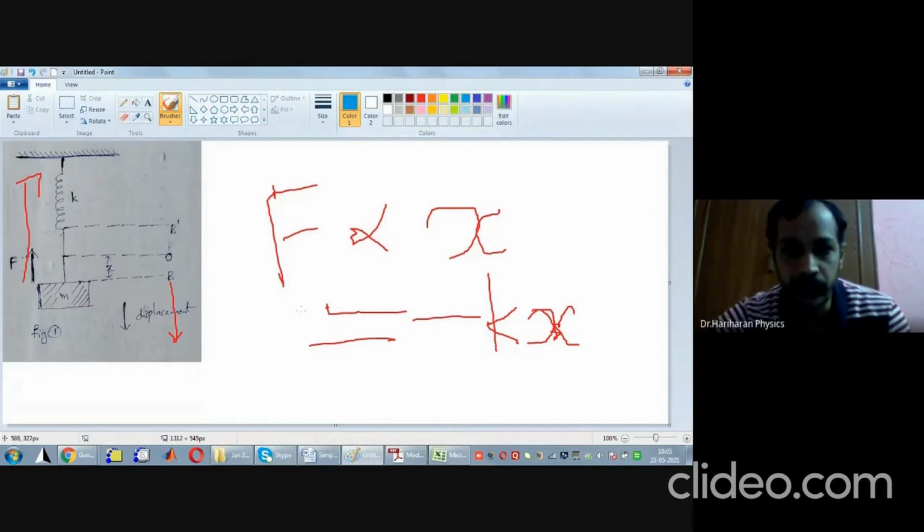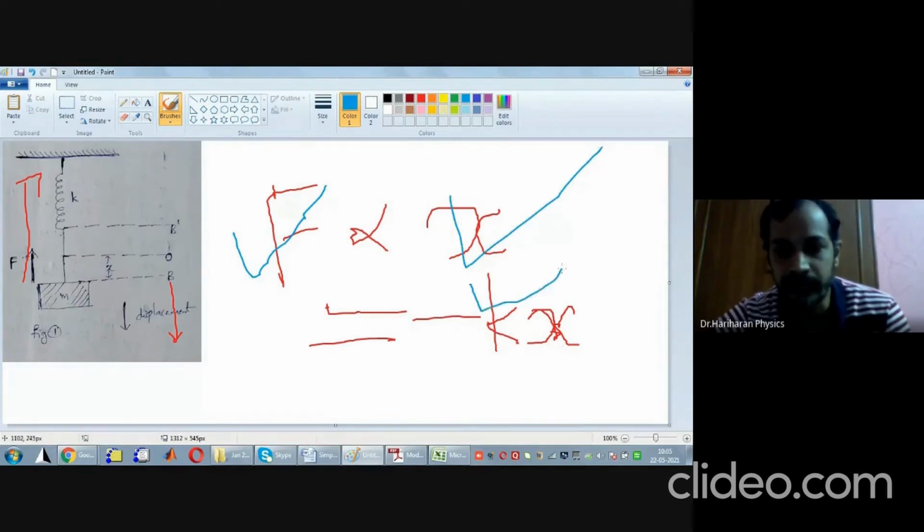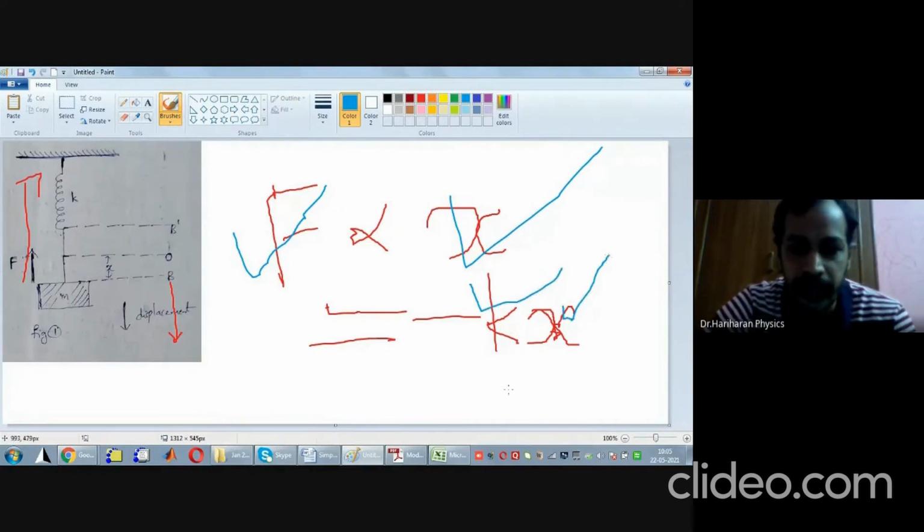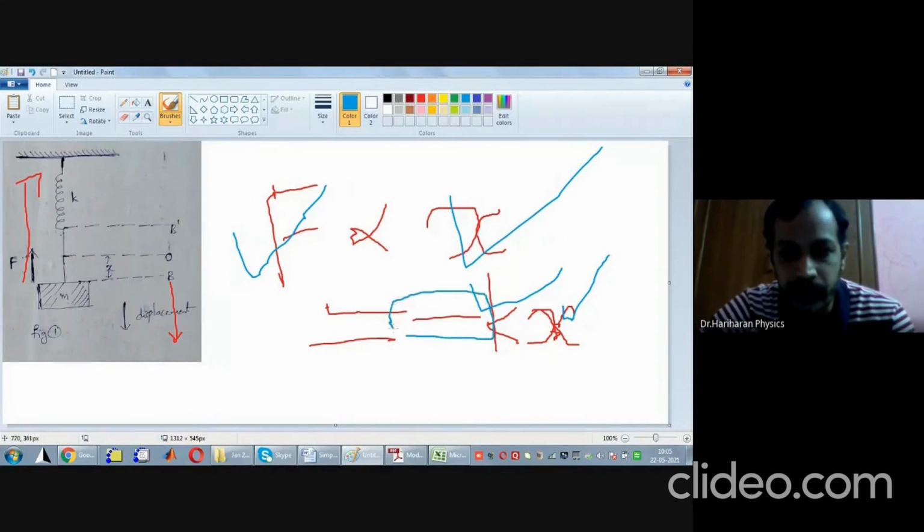Yes. So you see that restoring force is proportional to displacement. Therefore, F can be written as a constant times x. But in what direction does the restoring force act? It acts in a direction opposite to the direction of displacement. Therefore, it is given by minus kx. Okay, is this clear to you all?